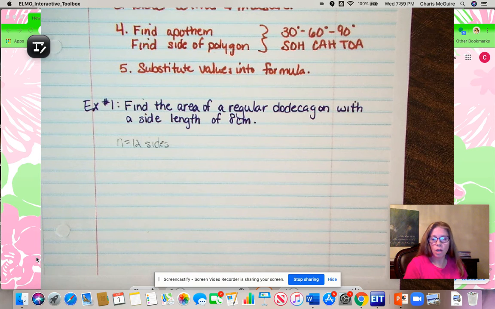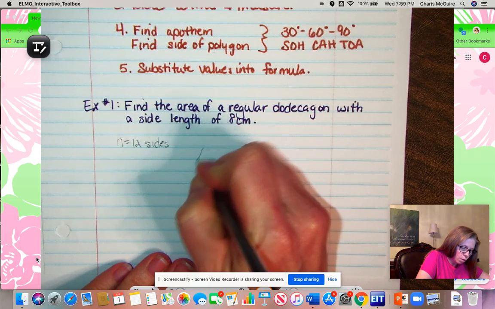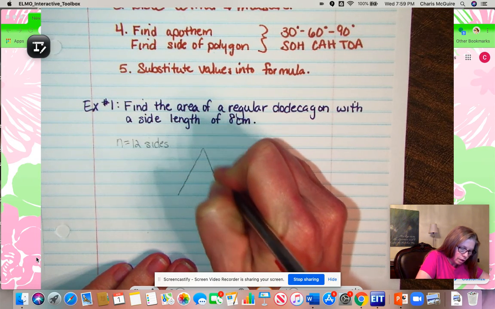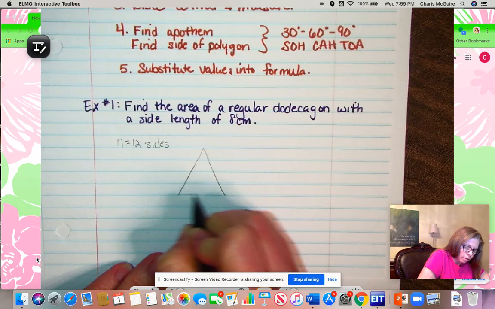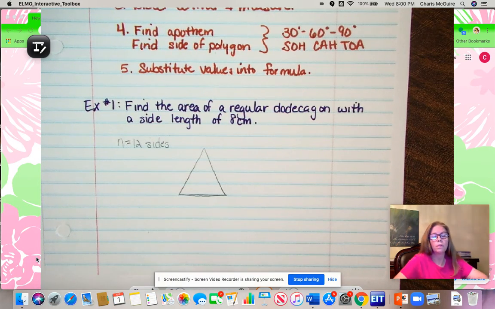Now, I wouldn't suggest trying to draw a dodecagon unless you're feeling very ambitious and maybe you're very artistic. I am not going to do that, but I know that inside the dodecagon, there are 12 congruent triangles, all right? So I'm just going to draw one triangle to represent the 12, and it doesn't have to be perfect. You know, it's just a triangle. You just have to be able to work with your triangles. So here's my one triangle, all right? Now, the first thing that we're always going to do is we're going to find the central angle.